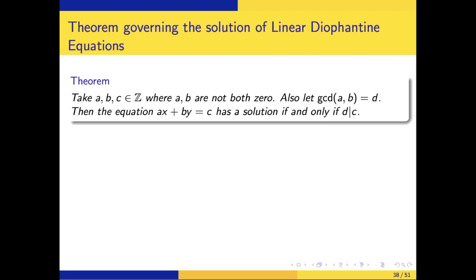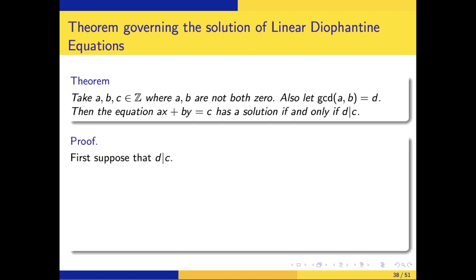Now we come to the all-important theorem that governs the solution of linear Diophantine equations. So we take integers a, b and c where a and b are not both 0 and let the GCD of a and b equal d. Then the equation ax plus by equals c has a solution if and only if d divides c.